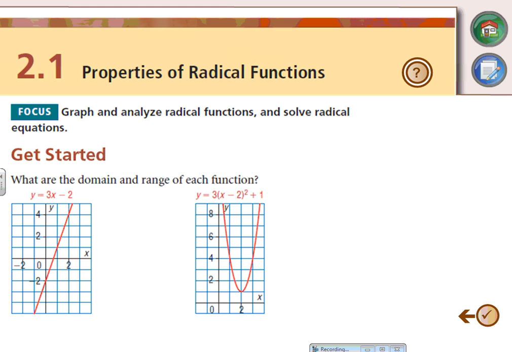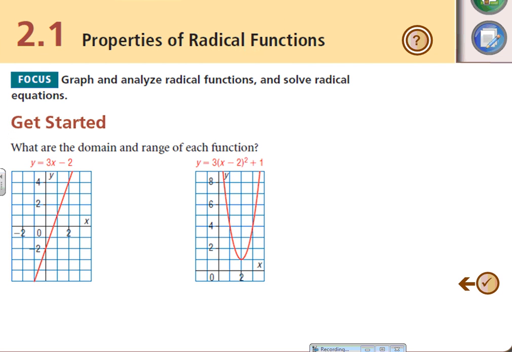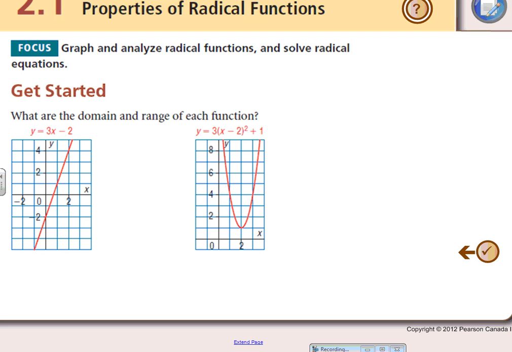What are the domains and ranges? Got to remember about these things. Domain, that's your x. So remember, this is my domain. Get off my range. Domain is x, range is the y. So we're looking at all the possible x values that we can have.